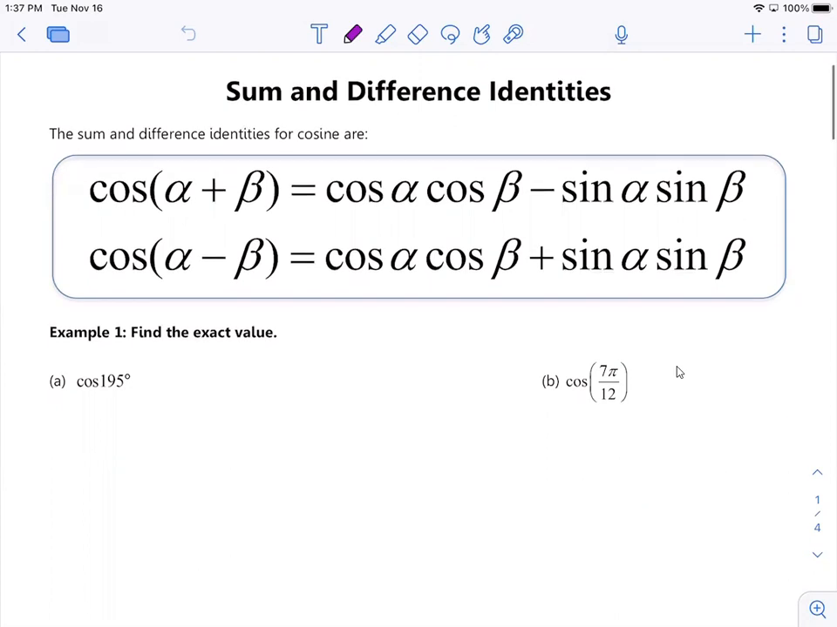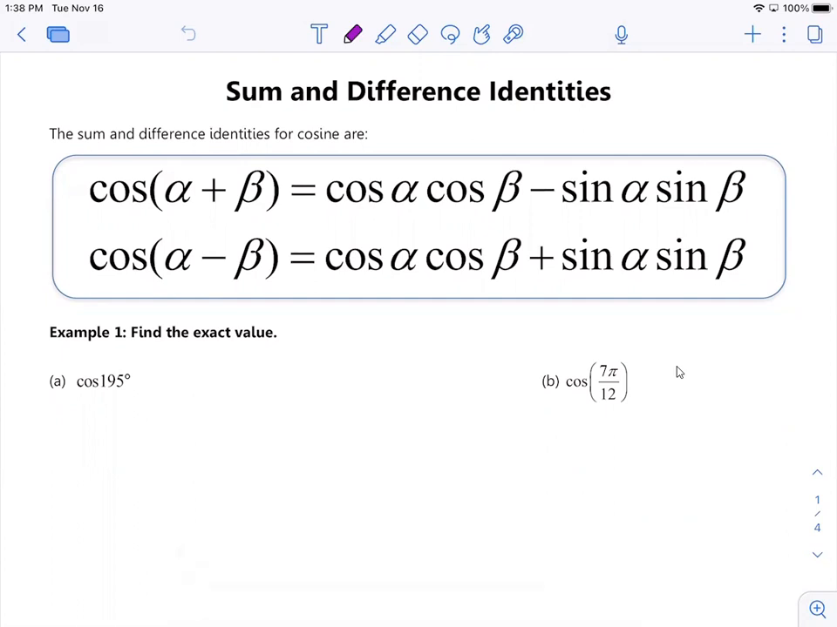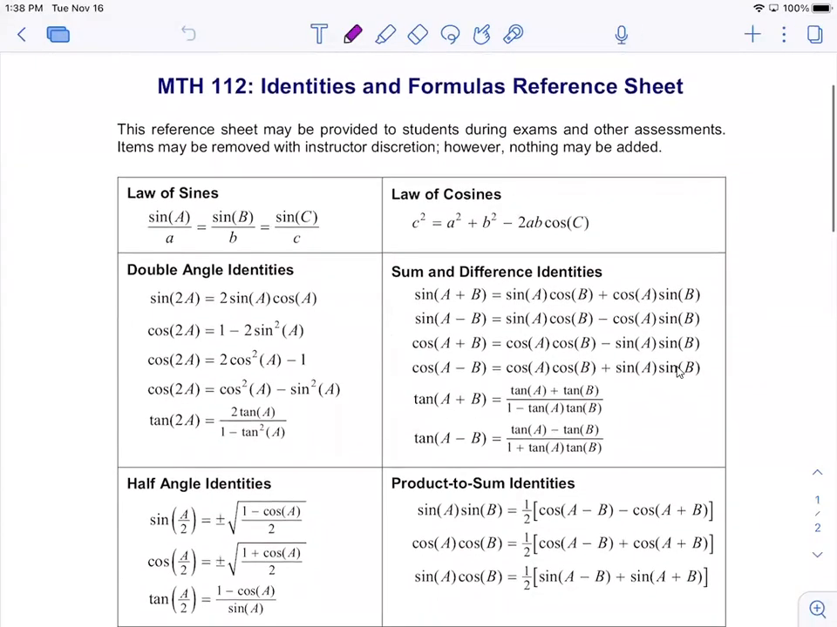So here I have this identity. I can also call it a formula. Cosine of alpha plus beta equals that lovely thing, and then cosine alpha minus beta. The reason these exist, let me actually show you. This is the reference sheet you're allowed to use. What we're looking at right now is how we can use these two. We're using alpha and beta, and our reference sheet uses A and B. So A is alpha, B is beta.